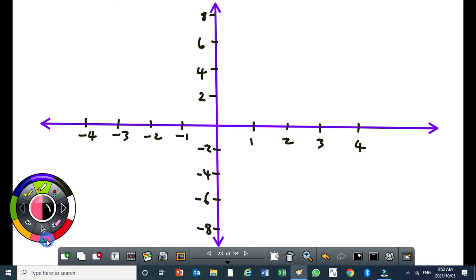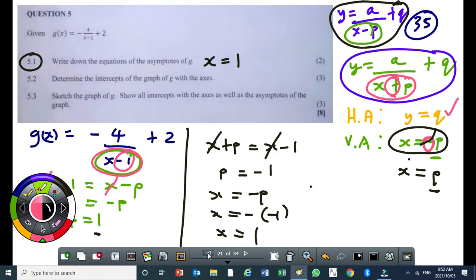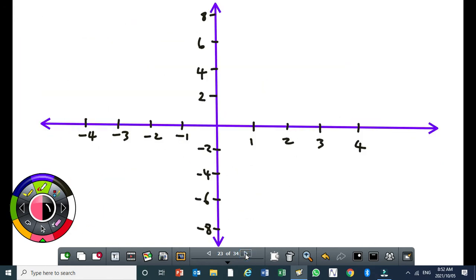So, first thing, when you are drawing the graph of a hyperbola, you draw the asymptotes first. So we know that we have a horizontal asymptote at y equal to 2. Alright? So I'll draw my horizontal asymptote. That's the first thing that you have to do, before you do anything. y equal to 2, that's my horizontal asymptote. The vertical asymptote is x equal to 1.